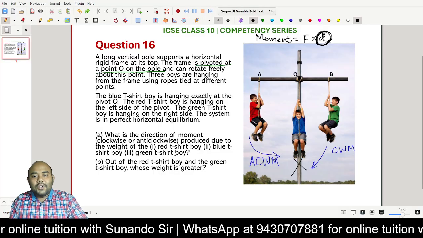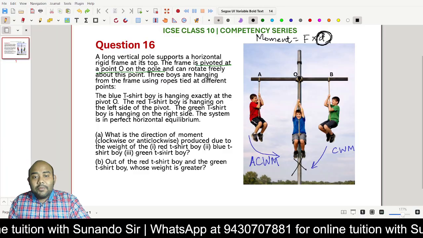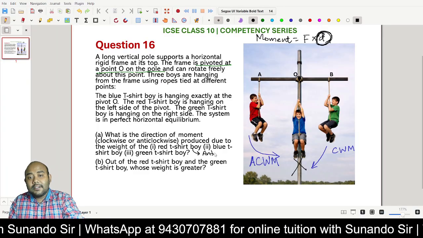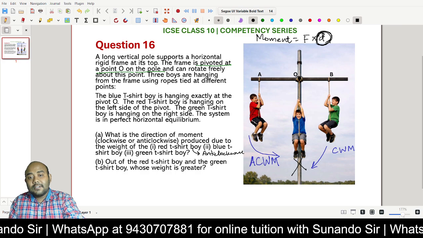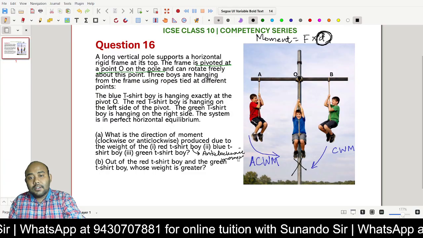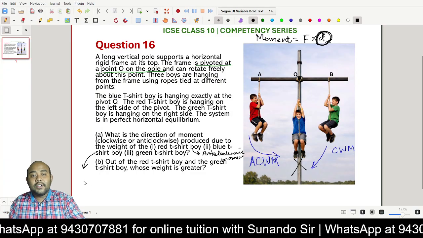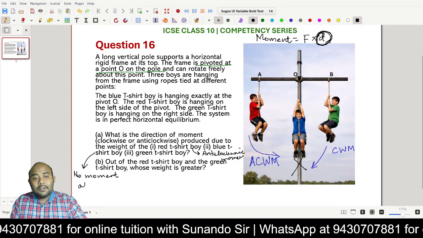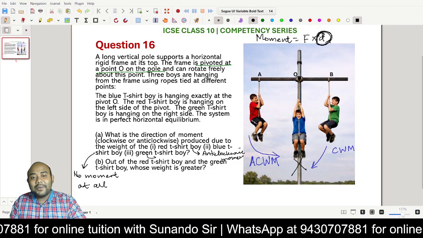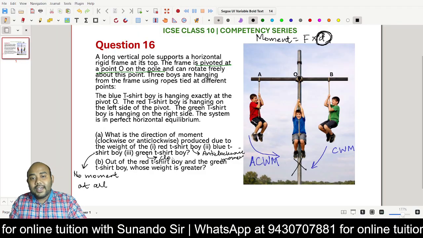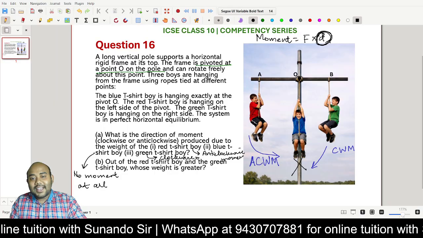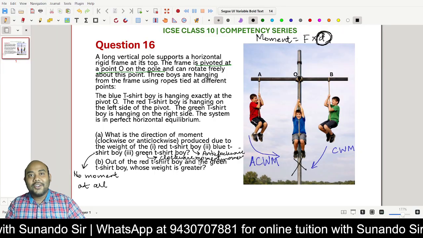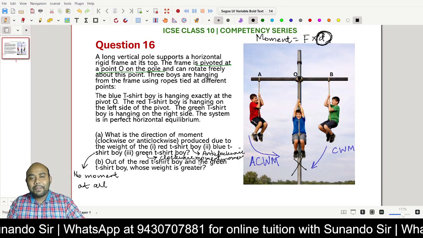So what do we have to write? What kind of moment is produced by the red t-shirt boy? The answer would be anti-clockwise moment. Now for the blue t-shirt boy, what will you write? No moment at all. And for the green t-shirt boy, it is the clockwise moment. I hope I am able to explain to you the logic, the concept, and you are understanding it very easily.